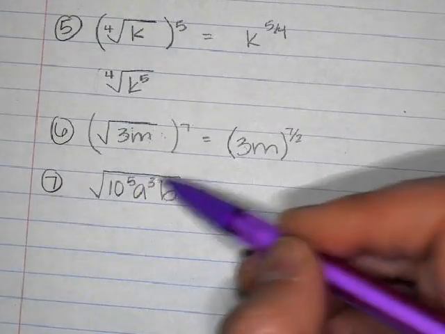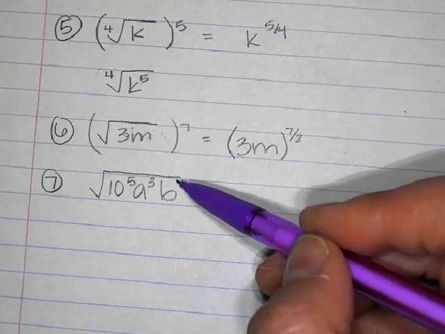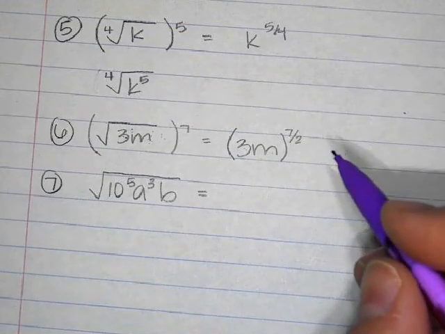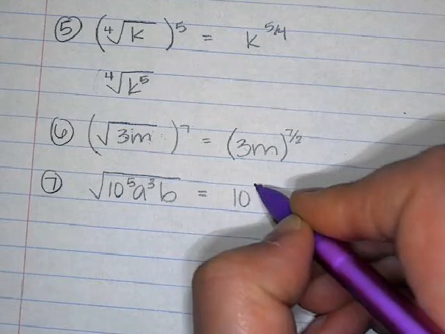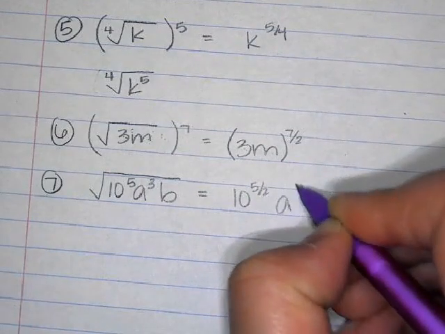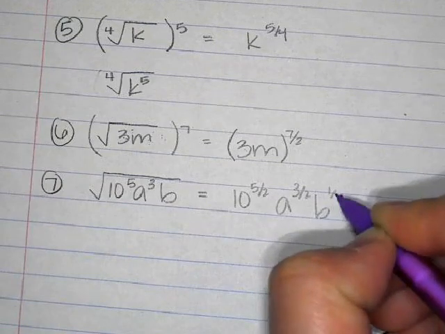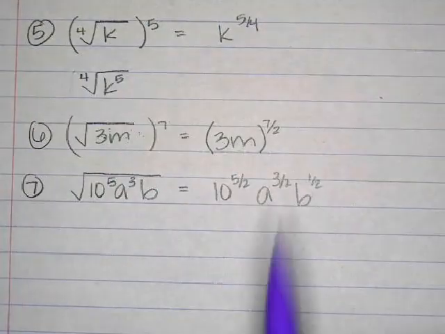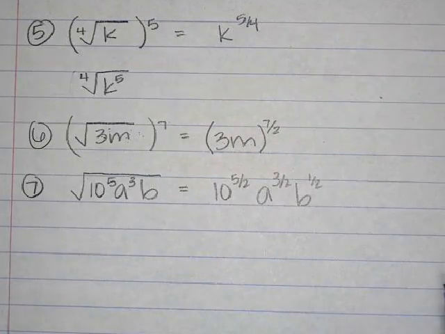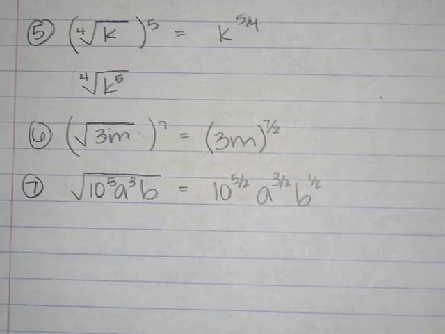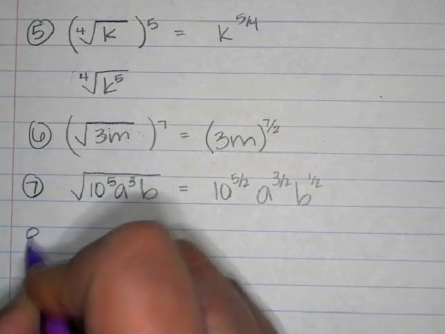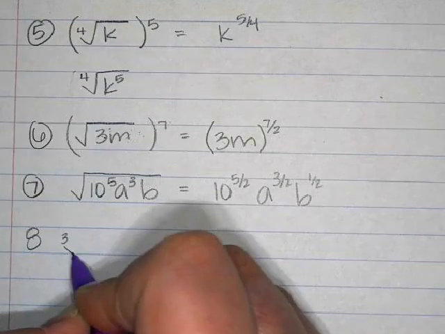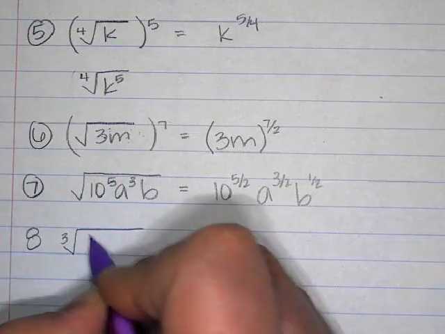Okay, so anyone think they know how this one should go? So it'd be 10 to the 5 halves, a to the 3 halves, b to the 1 half. So we can't do parentheses because the top is different for all of them. And if we did parentheses, we'd have to figure out some way for the top to all be different, and we can't do that. So no parentheses on that one. Okay. Let's try this one. Third root of 9 x to the 7th, y to the 4th.